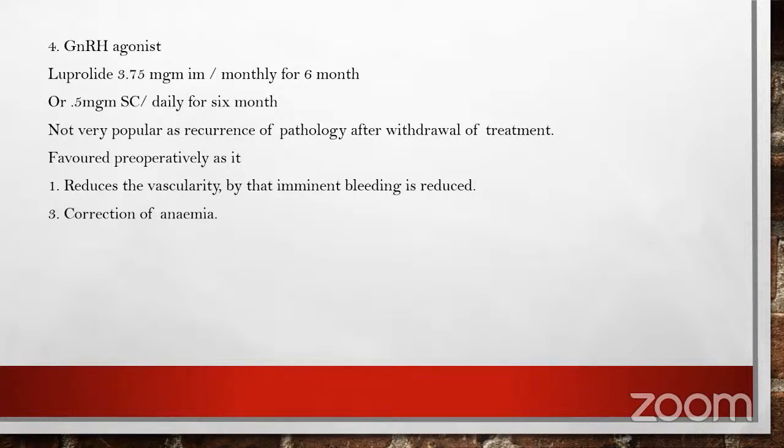GnRH agonist, leuprolide 3.7 milligram IM monthly for 6 months, or 0.5 milligram subcutaneously daily for 6 months. Not very popular as recurrence of pathology occurs after withdrawal of treatment. However, it is favored preoperatively as it reduces the vascularity. By that, imminent bleeding is reduced. And due to amenorrhea, there is correction of anemia also.